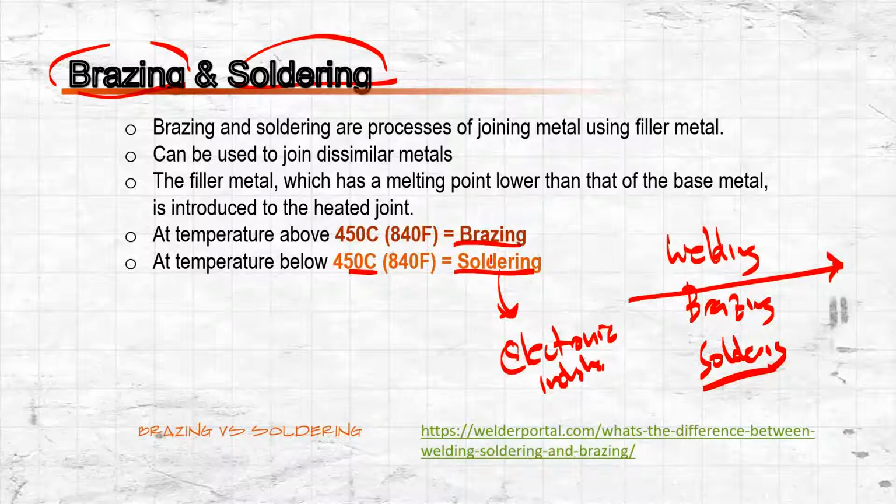Okay, and brazing and soldering use a filler metal, which has a melting point lower than that of the base metal, right? So take note, the filler metal has a melting point lower than the base metal. And often for brazing and soldering, you can join dissimilar metals, whereas in welding, usually the metals being joined are similar metals.